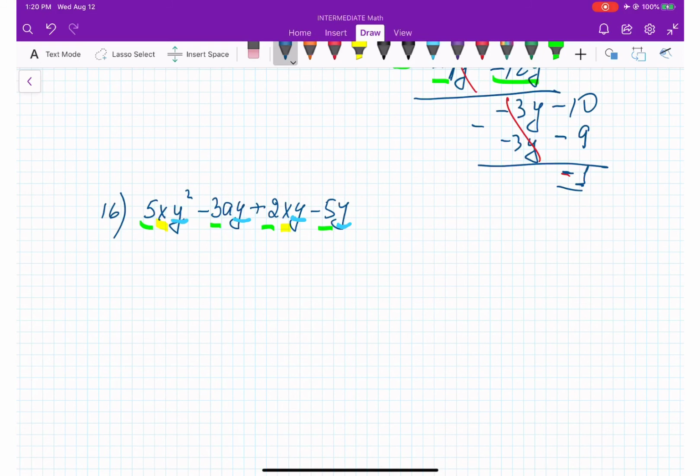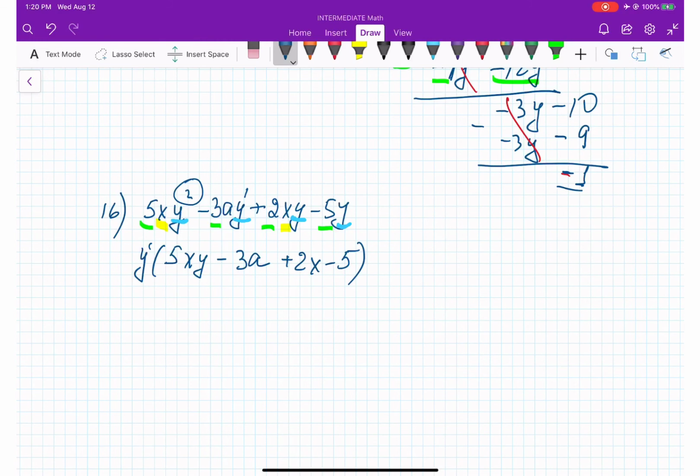So if y is taken out, I'm going to have 5xy, because here I have squared, so one y is gone, the other y is still there, minus 3a. I don't have y here, because y was degree 1, and here we took out degree 1, so nothing is left there. Plus 2x and minus 5. And we are done.